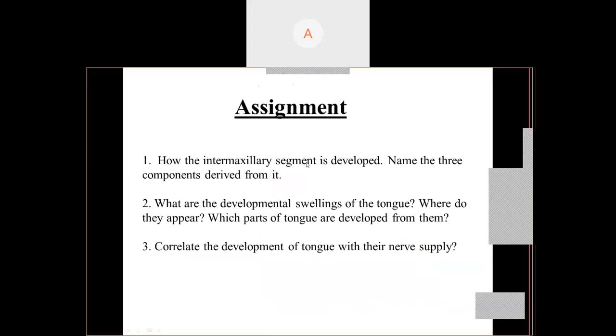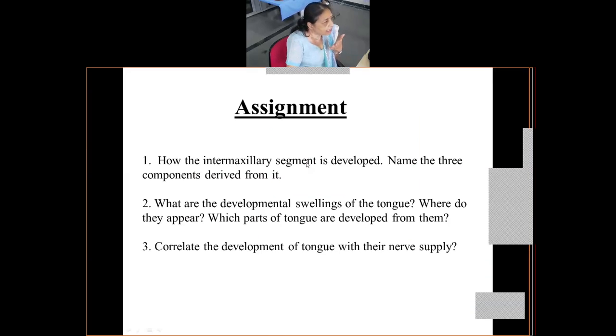Okay, so what is the intermaxillary segment? You have to write. I have shown you there are three components: the labial component, the palatal component, and the jaw component. What structures are developed from the labial component? The philtrum. From the jaw component, the middle part of the jaw. The rest of the jaw is formed by the maxillary arch, and along with that middle part of the jaw, they will form the four incisor teeth, and also the primary palate will be developed from there.